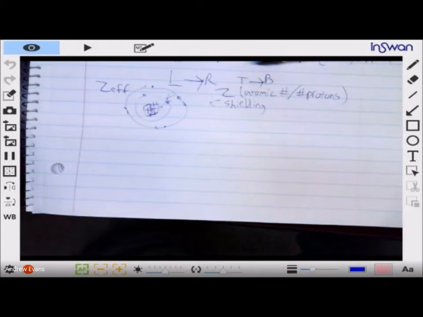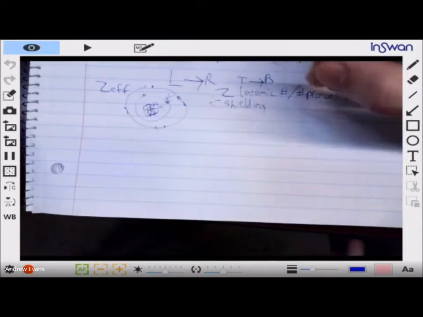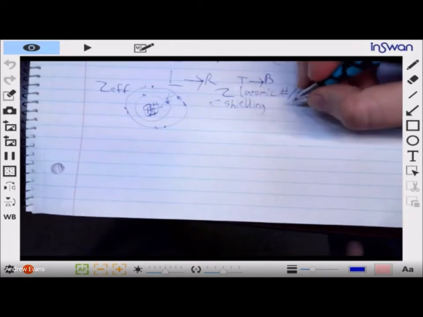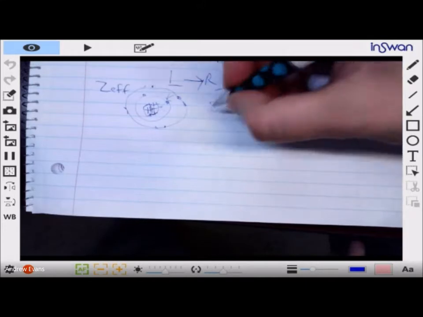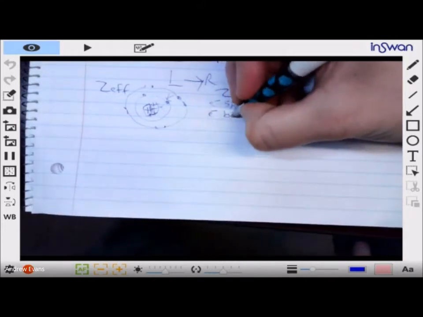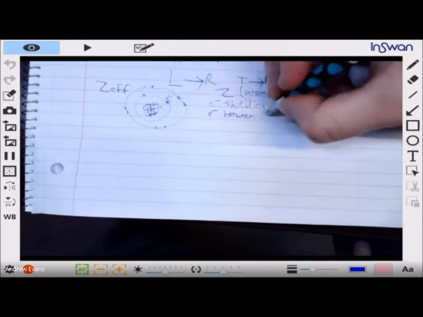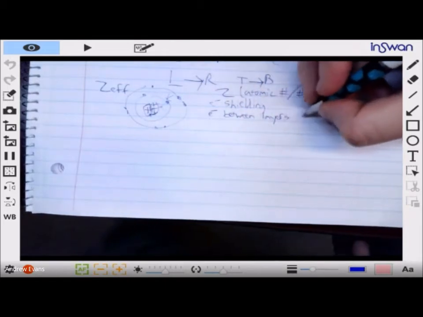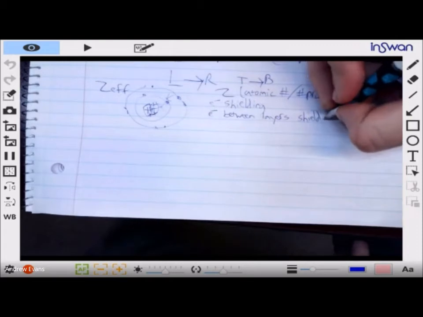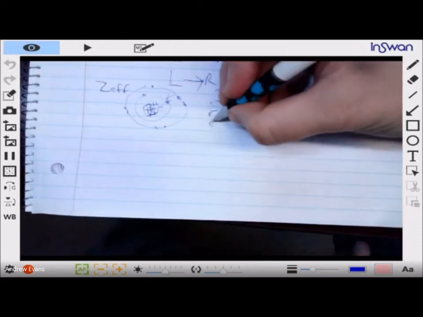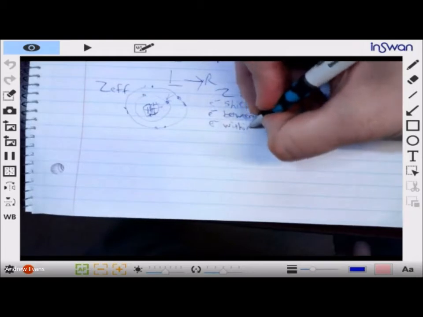Just like in radiation, we put up lead shields to block the radiation from leaking through. We're putting up electron shields to block the nuclear attraction. However, the electrons do not shield perfectly. And so what we have is a trend that electrons between layers shield well. Electrons within layers shield poorly.